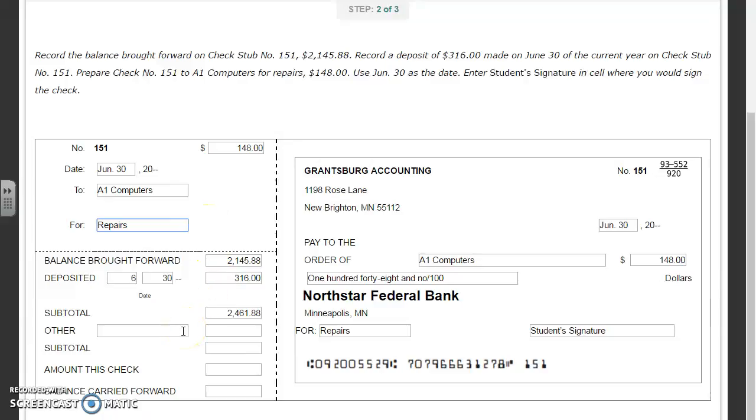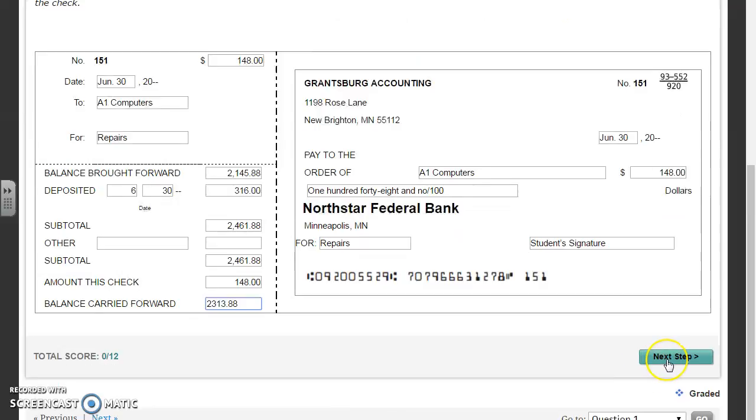Now we just have to do some balances. I don't have anything else to put in for my other. I don't have any service charges or miscellaneous expenses or things like that. So I'm going to go ahead and bring my subtotal down. And then I'm going to write in the amount for this check. This check was written for $148. Now I'm going to take my subtotal and subtract this because, again, the moment A1 Computers cashes this check, it's going to deduct from my subtotal. It's going to deduct from the amount I have in my account. So I'm going to deduct that. So my new total is $2313.88. All right, and I'm going to go ahead and go to the next step.